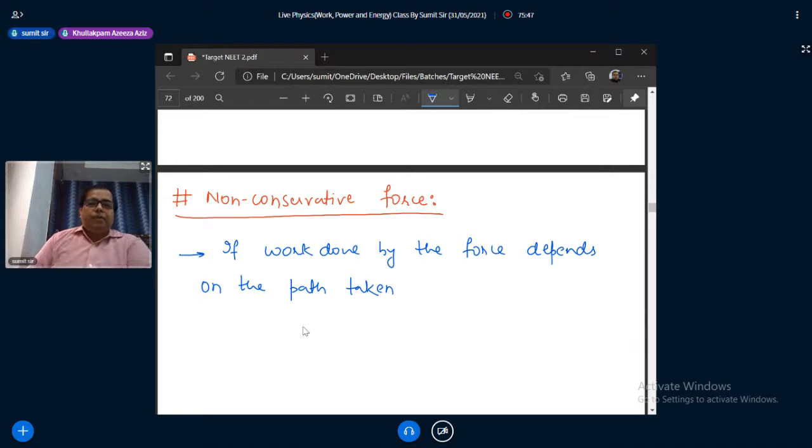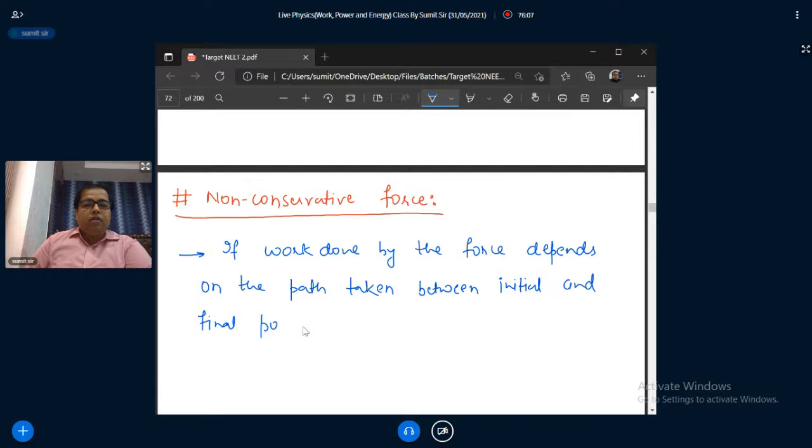Okay, let's see. Now we have a non-conservative force. If work done by the force depends on path taken between initial and final point, then such forces are called non-conservative.